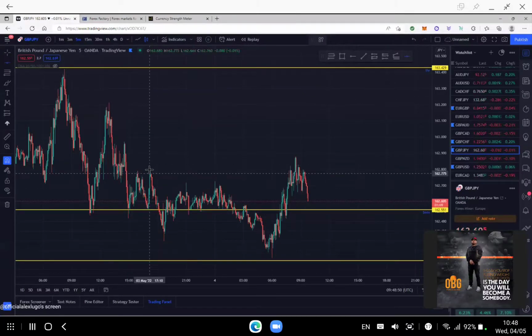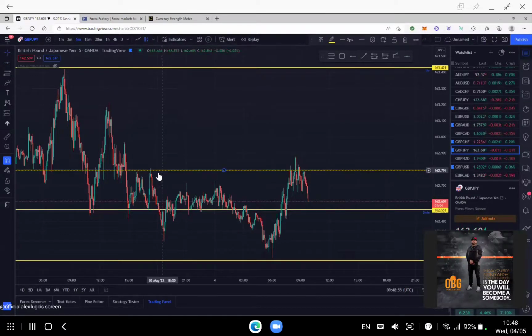And guys, when you're doing this, don't look for the perfect support and resistance. There's always going to be candles that go through it. Just look for the one that it's respected the most.